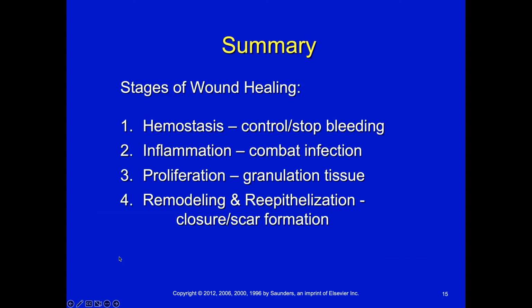So in summary, we have 4 basic stages that you just witnessed. First, you have hemostasis, so that would be to control and stop any bleeding that occurs at the site. Then you go into inflammation, primarily to combat that infection that usually occurs. Proliferation, where you have that granulation tissue that's being created. And then finally, remodeling and re-epithelialization, and this will result in the closure of the wound and scar formation.